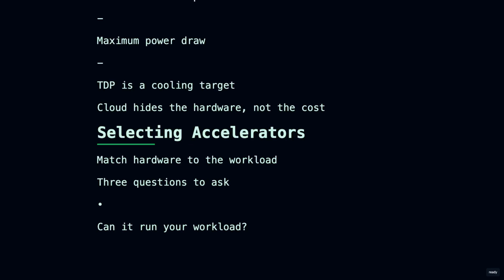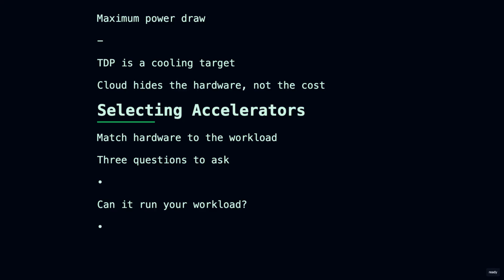The first check is compatibility. Before you worry about performance, make sure the hardware can actually execute the model or application you need. Once compatibility is established, we can move to performance and then cost.